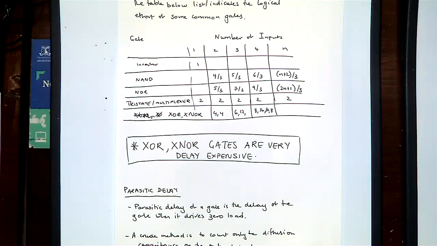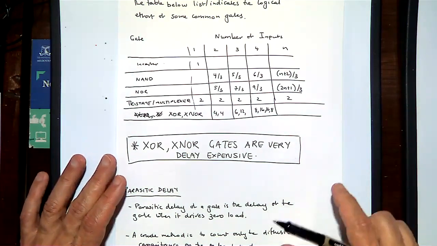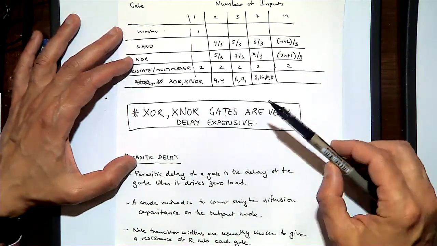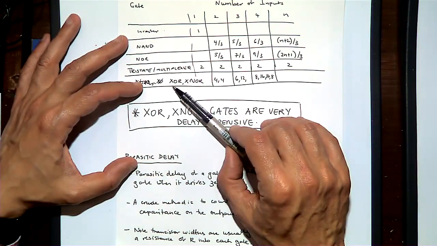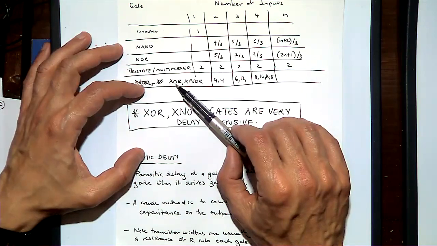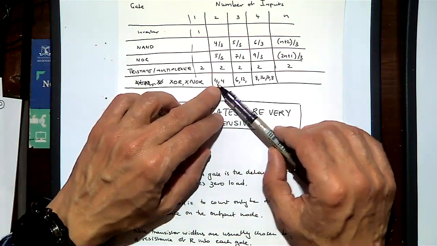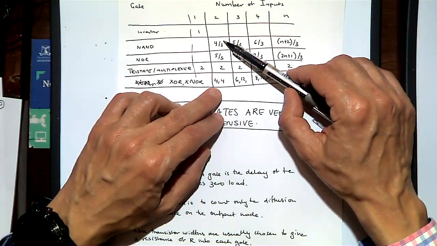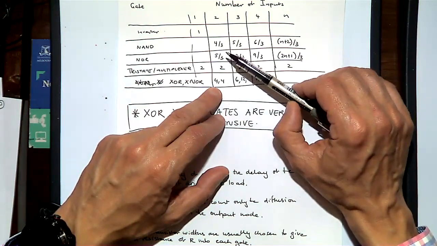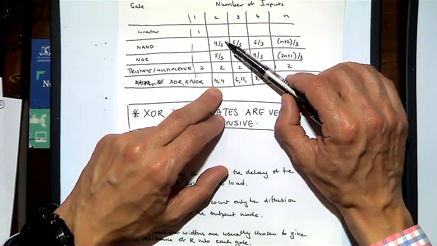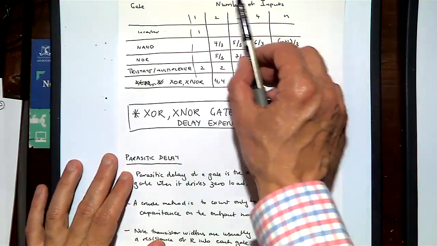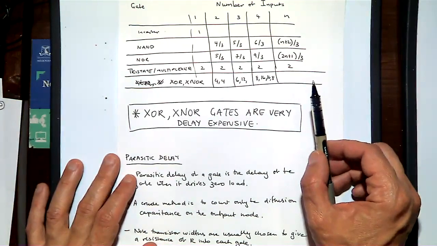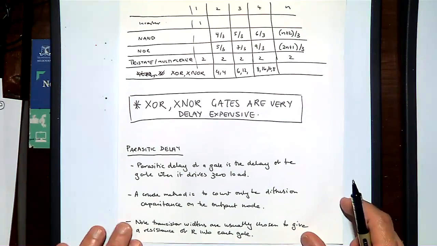We'll do some calculations and examples in the next little while, but in most cases, if you can, try to avoid using XORs or XNORs, because they're almost 3 times as expensive as a NAND or something. So you can start building it with different combinations and get some performance advantages. Okay, so this is, again, a table of the logical effort.